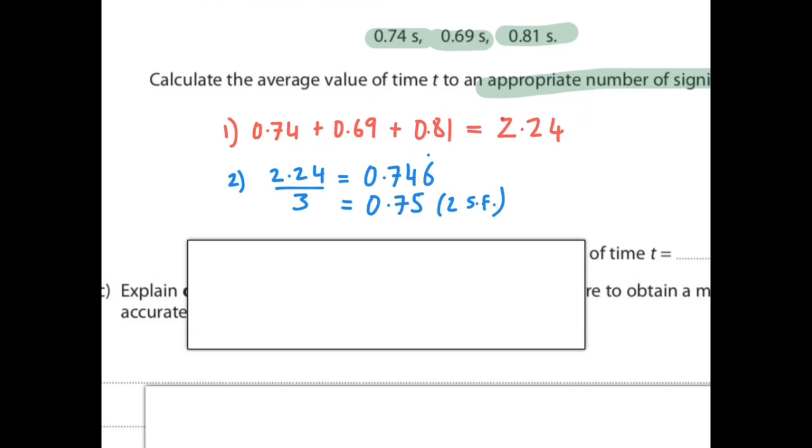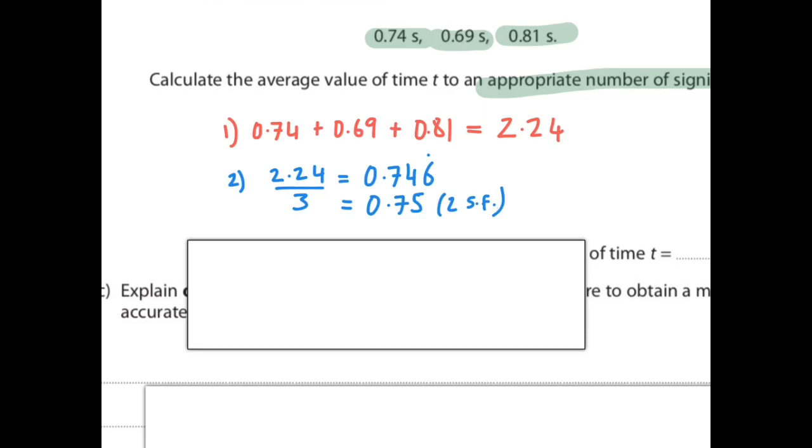Press equals first on your calculator. Don't immediately divide by the number. So equals would be 2.24. It's really important you do that. Lots of people make a mistake by just adding these together then dividing by 3 without pressing equals first. Then you divide by 3 and you'll get 0.746 recurring, which will be 0.75 to 2 significant figures.